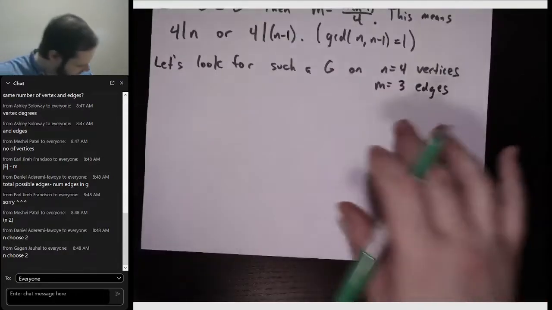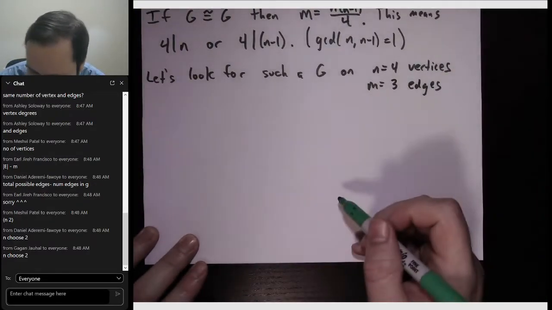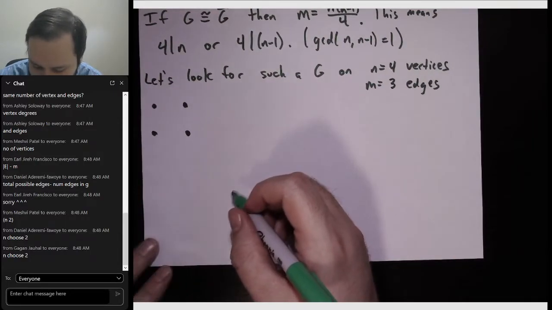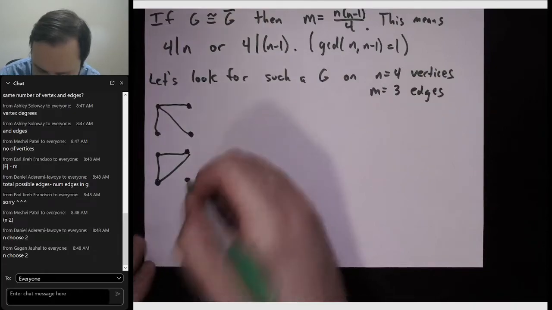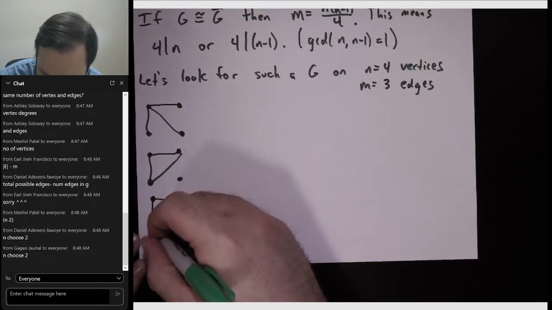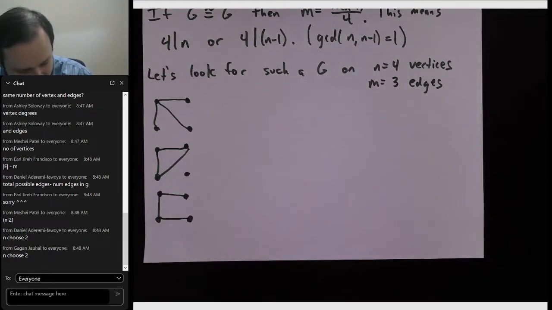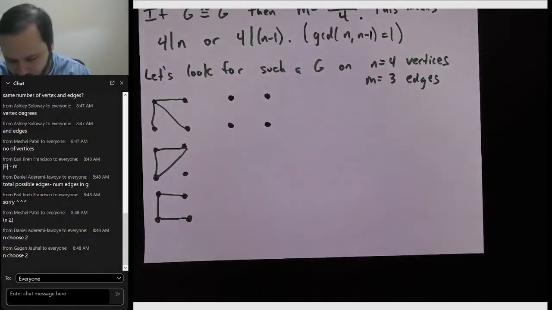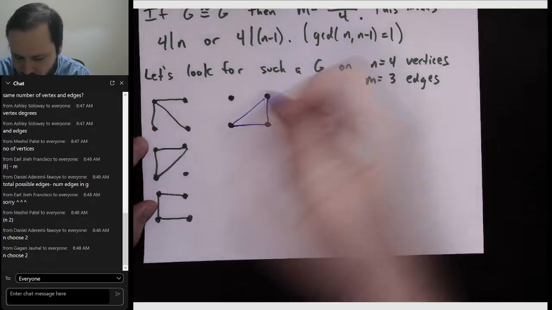So what I can do is look at some graphs on 4 vertices and 3 edges, and look at their complements. So I need 3 edges. I could do this. I could do this. I could do this. Just some examples. Let's see what happens when I take complements. So this one had a vertex of degree 3, it now has degree 0. This one is adjacent to these two, this one is adjacent to those two, and I get that picture.